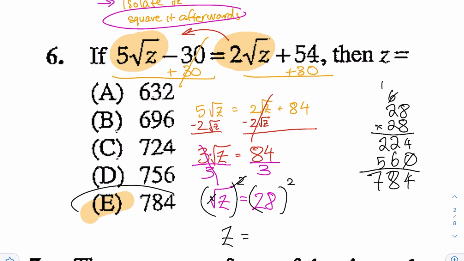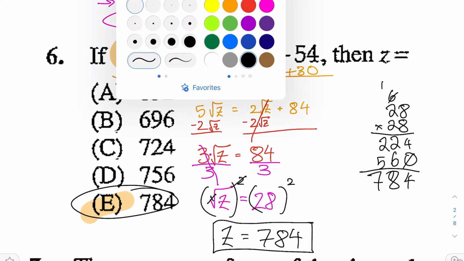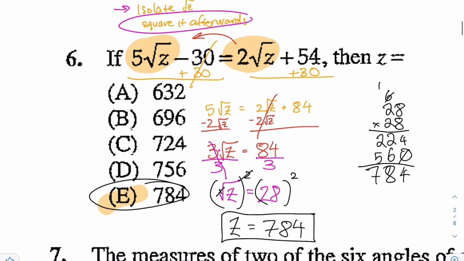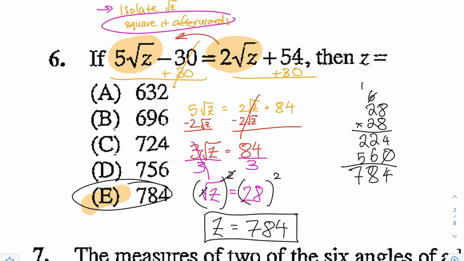All right, and you get your z, 784. All right, so for number 6, you have to isolate the square root of z by combining like terms, and then you have to square both sides to solve for z.